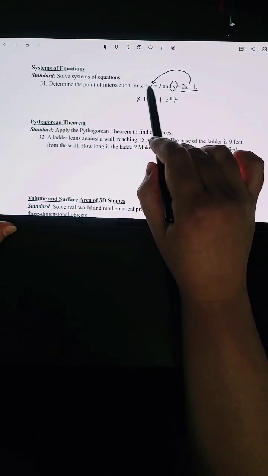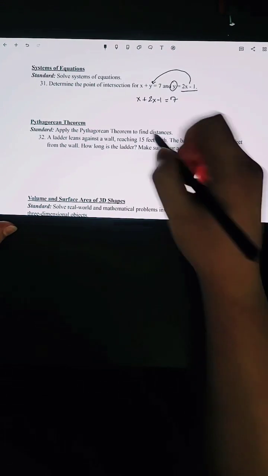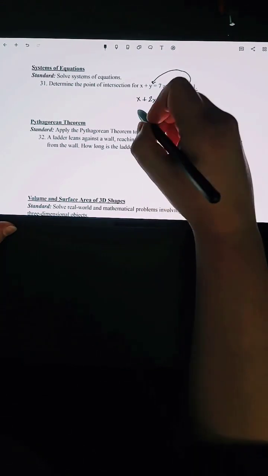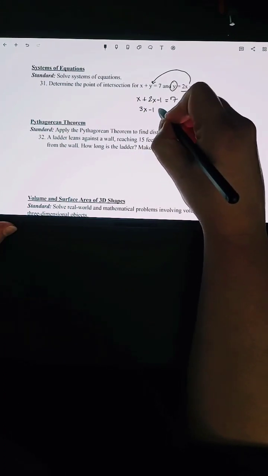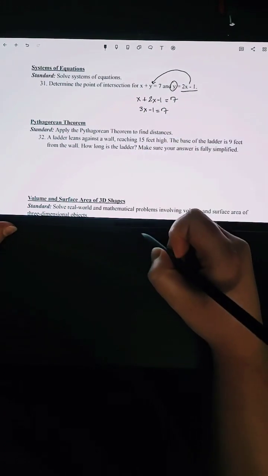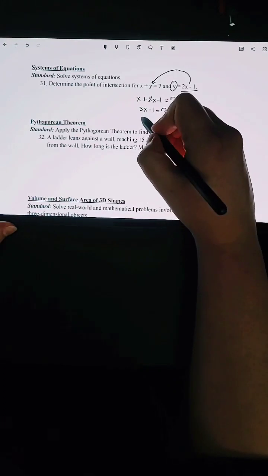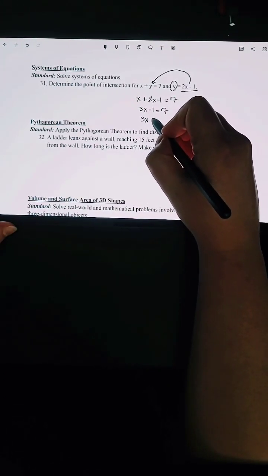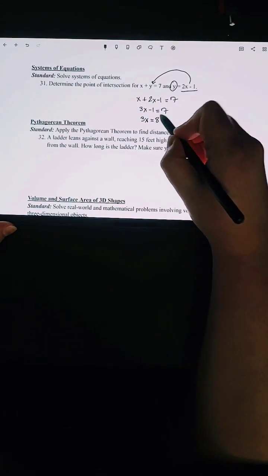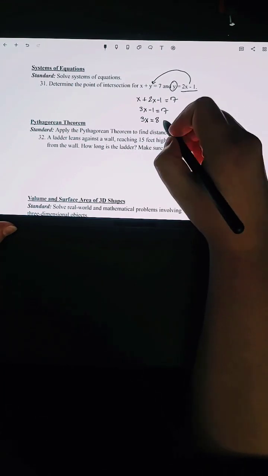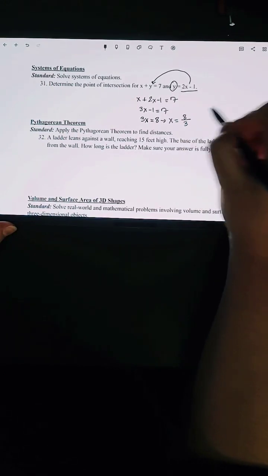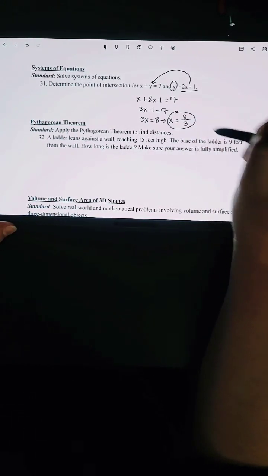Before, I had x and y. I can't solve when I have two unknowns like that. So now I'm going to combine like terms on each side. So x plus 2x is going to be 3x, and then I have the minus 1 equals 7. Now I'm going to add 1 to each side, because I'm trying to solve for x, so I'm trying to move things away from x. So that's going to give me 3x is equal to 8. Then I'm going to divide by 3, and that's going to give me that x is equal to 8/3.